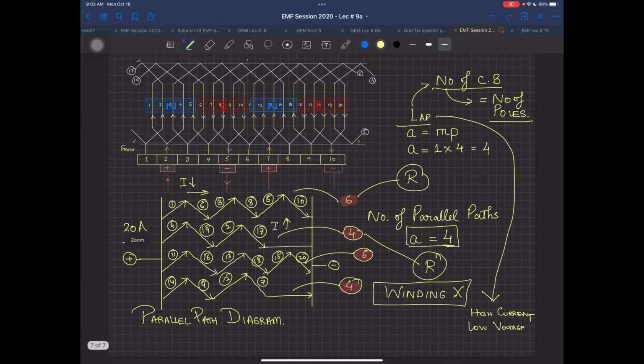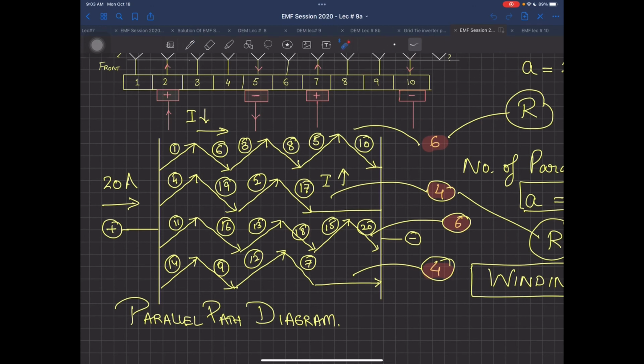Okay. Look at this, again, good question. 1, 6, 3, 8, 5, 10. How many conductor or coil sides are there? 1, 2, 3, 4, 5, 6. 1, 2, 3, 4. Easily telling you that one is having more conductors, the other one is having fewer conductors. So the resistance of this one is certainly higher as compared to this one. So what will happen? You will have less current in this one and a higher current in this one.